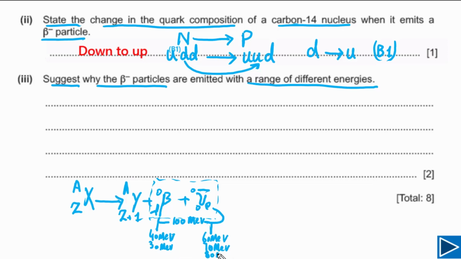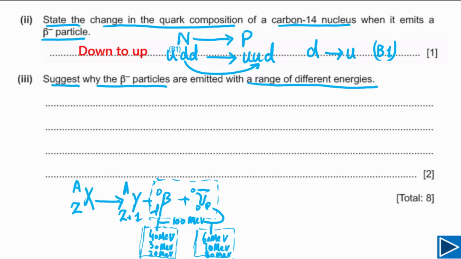If the energy of this one is 80 mega electron volt, let's say this is 80, then the energy of the beta minus particle will be 20 mega electron volt. So what this is telling us is that the energy is shared between these two particles. The energy of the electron antineutrino is more than 50% most of the time, and the energy of the beta minus particle will be less than 50% of the total energy of these particles.